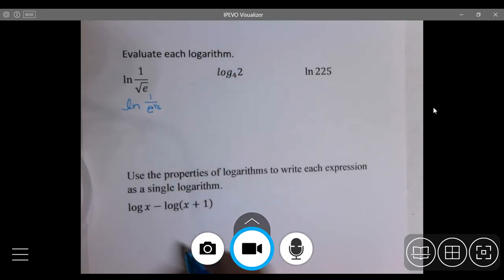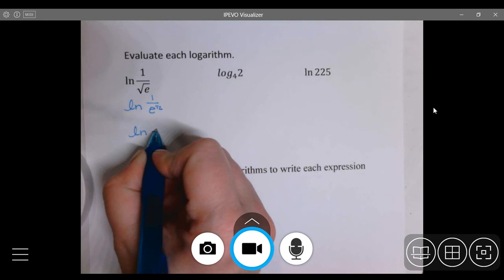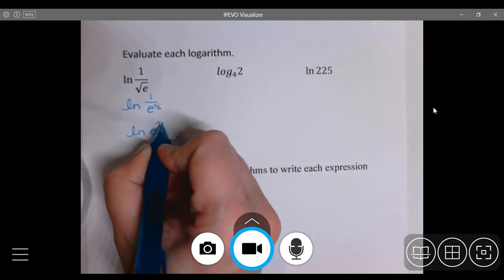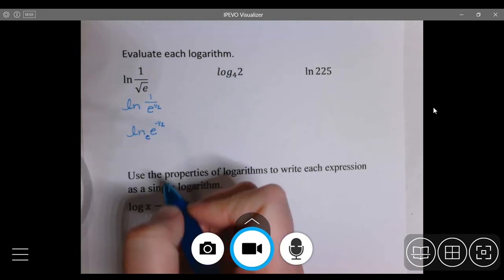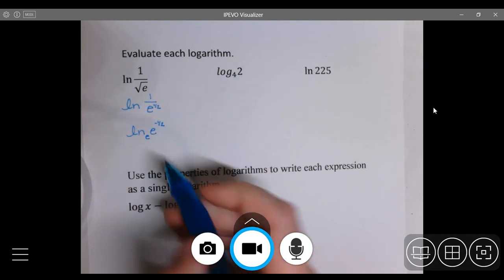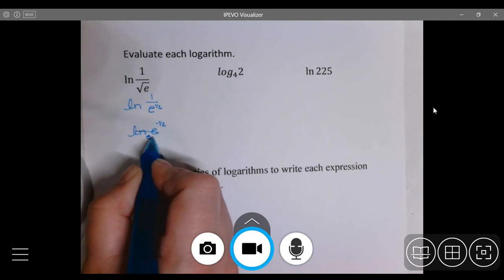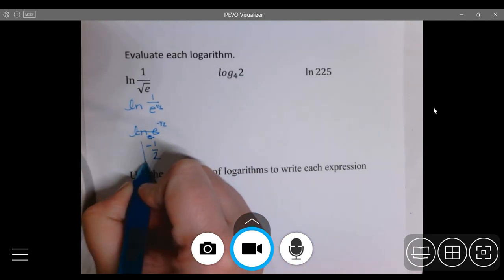And then using our properties of exponents, we can move that up. So we would have ln of e to the negative 1/2. Well, we know the base of an ln is a base e. So when the base of the logarithm and the base of the exponent are the same, those actually just cancel out. So this would just leave you with a negative 1/2 as your final answer.